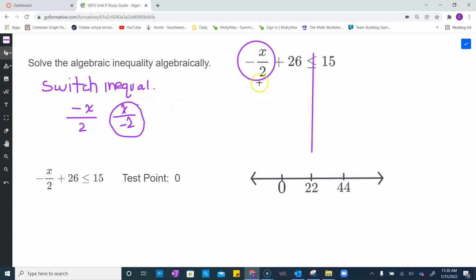So I'm going to start first by eliminating the plus 26. I'm going to get rid of it by subtracting it on both sides. I'm going to draw that horizontal line across the bottom there.